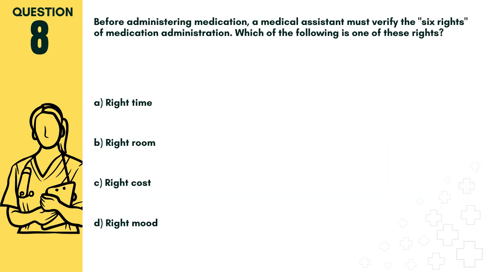Question 8. Before administering medication, a medical assistant must verify the 6 rights of medication administration. Which of the following is one of these rights? A. Right time. B. Right room. C. Right cost. D. Right mood.